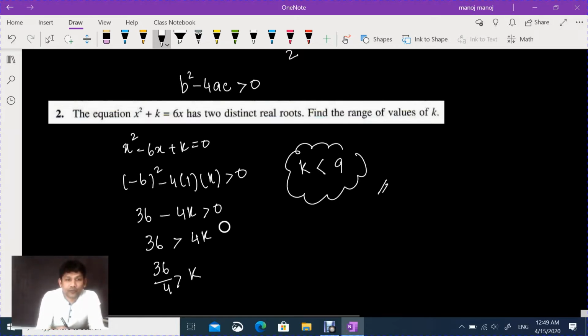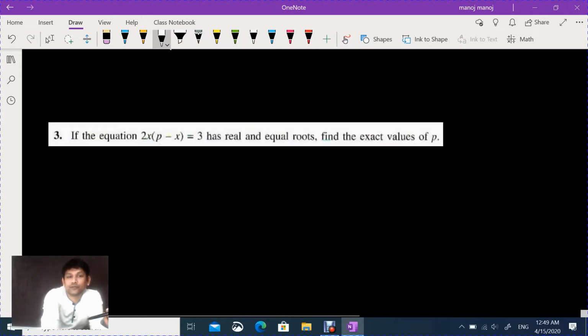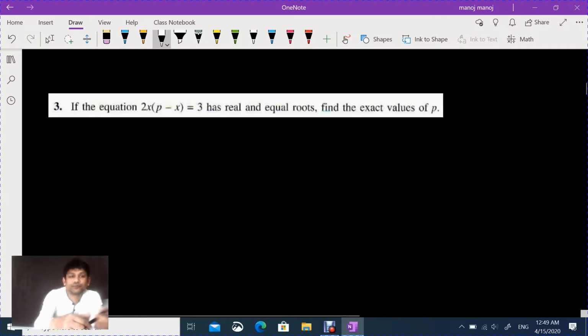Okay, now we are moving to b square minus 4ac we have done. We are moving to question number 2. Done. We are moving to question number 3 now. Okay, in question number 3, the equation has real and equal roots. Real and equal roots means b square minus 4ac is equal to 0. So it means we can find the exact value.